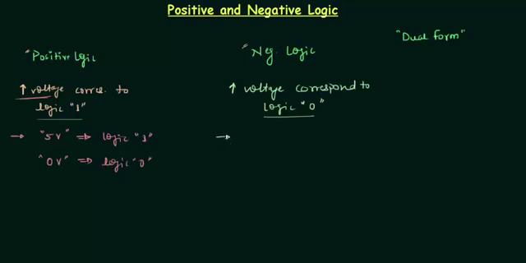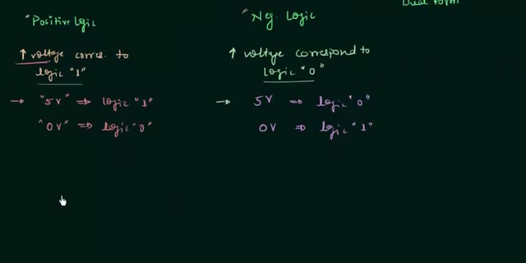So we can say that if we have 5 volts in negative logic, then it will be represented as logic 0, because this is the higher value. And if you have 0 volts, then it will be represented as logic 1, because this is the lower value. And in exam also there may be some problems depending upon the positive and negative logic. So let's practice one problem and we will end this presentation after it.